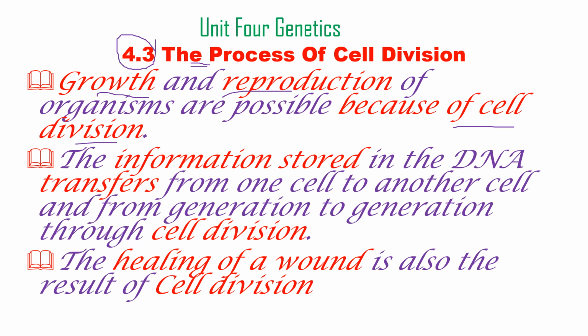When we discuss cell division, the first thing is its use. Growth and reproduction of organisms are possible because of cell division. The other point to recall is that the information stored in DNA transfers from one cell to another cell, and from generation to generation, through cell division.